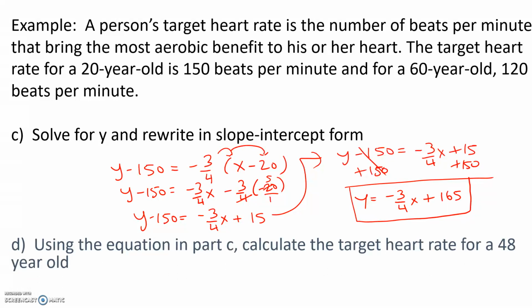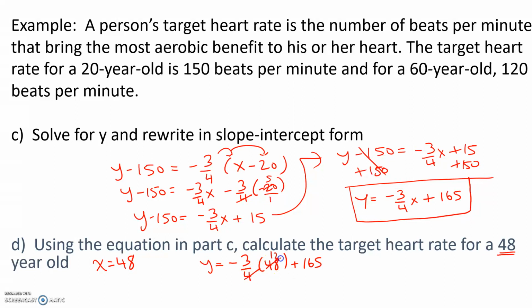Finally, using the equation in part C, calculate the target heart rate for a 48-year-old. Now we have to think about 48: does that represent the x or the y? X represents the age and y represents the heartbeat. Since 48 refers to the age, the value of x will be 48. In our slope-intercept form, we will have y equals negative 3 over 4 times 48, plus 165.